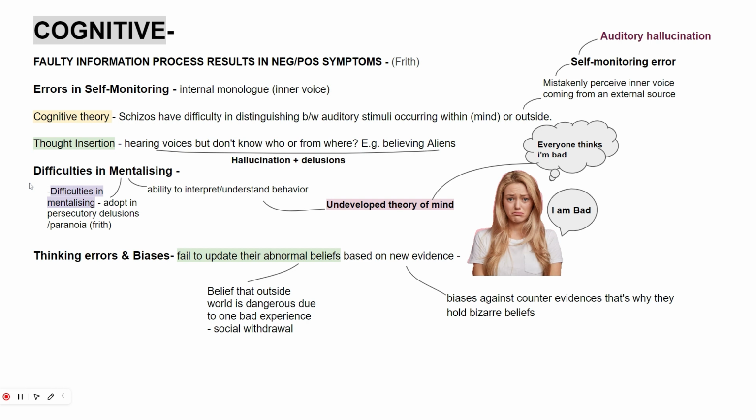Next, difficulties in mentalizing. Mentalizing is basically the ability to interpret and understand the behaviors of others and of oneself as well. When there is an underdeveloped theory of mind, the person tends to say, okay, I am bad, and everyone also thinks that I am bad. So just your own thoughts about yourself, you think everyone else is also thinking the same.